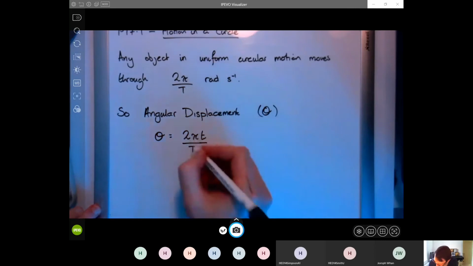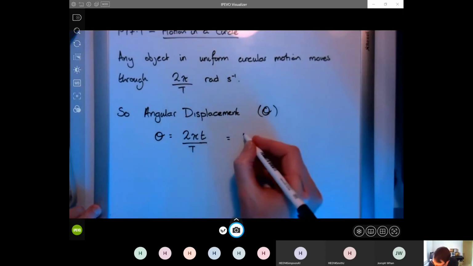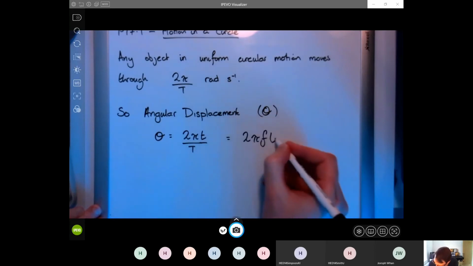Okay. And we also know that 1 over T is equal to the frequency. So we could also have 2 pi f t.